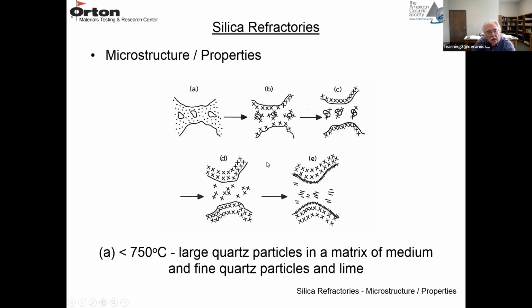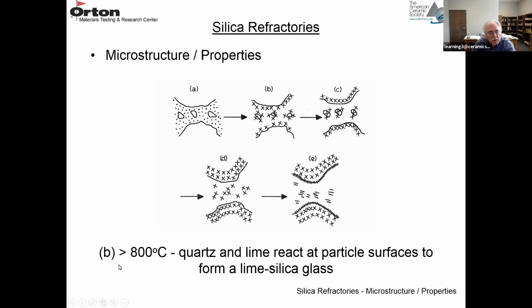So you start out with A at a low temperature. You heat it up to maybe 800 degrees C. Now the quartz and lime start to react at the particle surfaces. And these X's represent that reaction. This is a reaction at a quartz particle, a reaction at a smaller particle. So you start to form the lime silica glass.